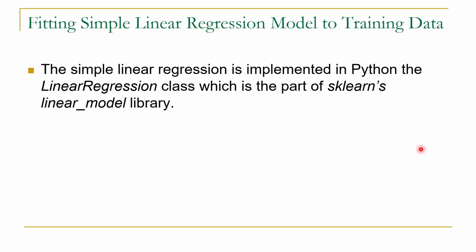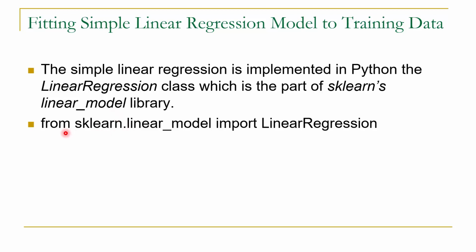In order to implement simple linear regression in Python, we have to import linear_model library from sklearn. This library has a class named as LinearRegression, which include all the methods for implementation of simple linear regression. So let us first import this class from linear_model library. The syntax to import this class is from sklearn.linear_model import LinearRegression. So here we are importing a class LinearRegression from linear_model library of sklearn.